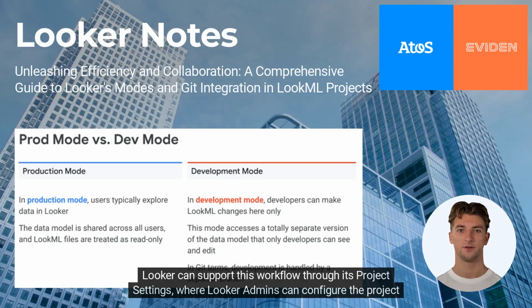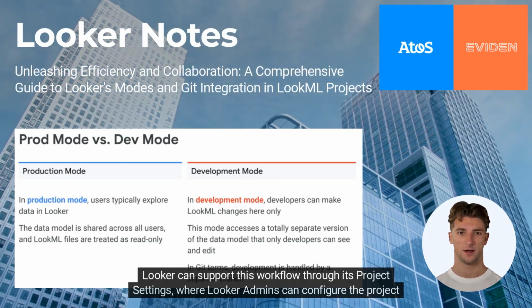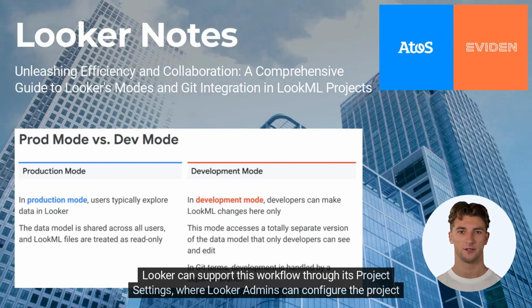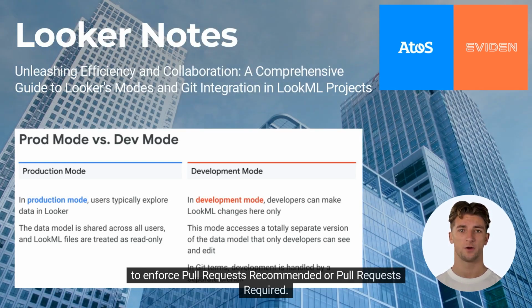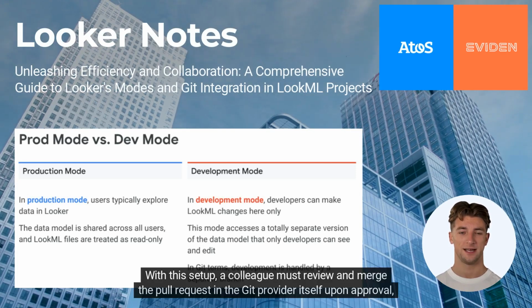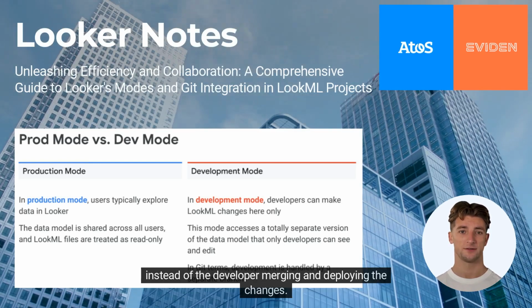Organizations may require code review through pull requests before deploying changes. Looker can support this workflow through its project settings, where Looker admins can configure the project to enforce pull requests recommended or pull requests required. With this setup, a colleague must review and merge the pull request in the Git provider itself upon approval, instead of the developer merging and deploying the changes.